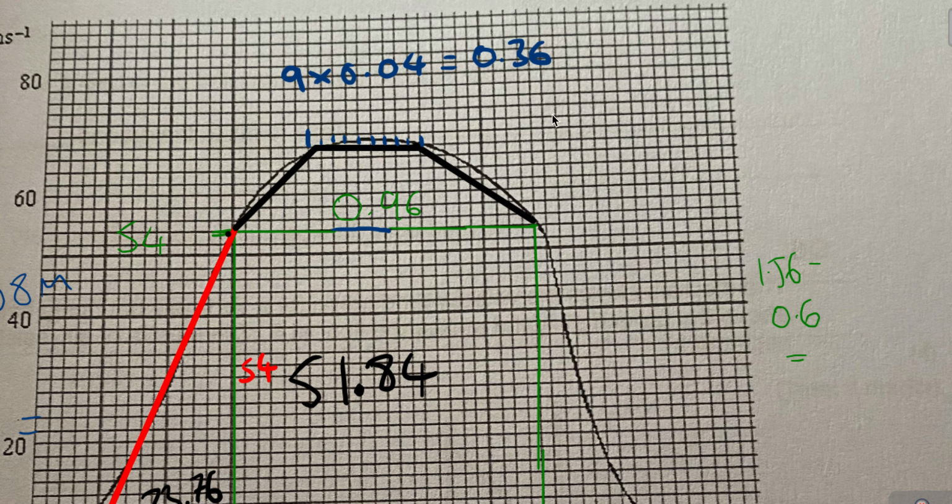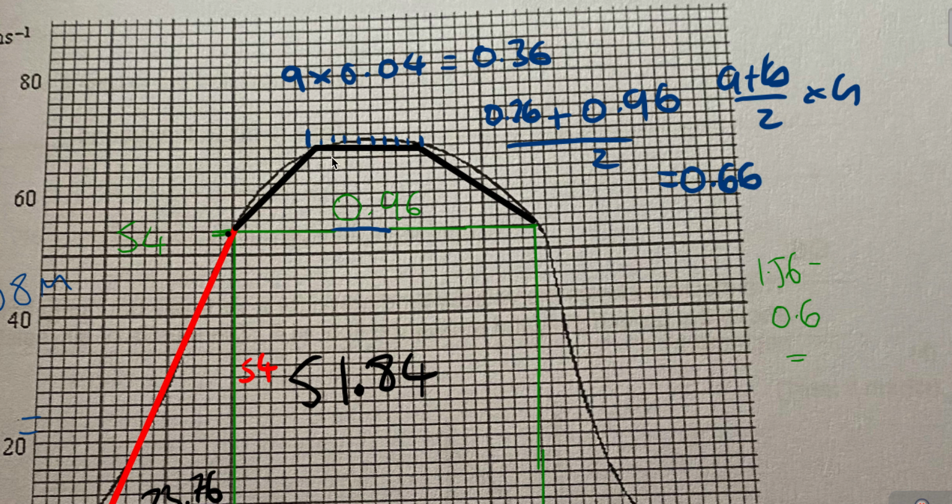So it's going to be a plus b. So here it's going to be a plus b over 2 times h. So 0.96 plus 0.36 over 2 is equal to 0.66. And then we need to times that by the height.